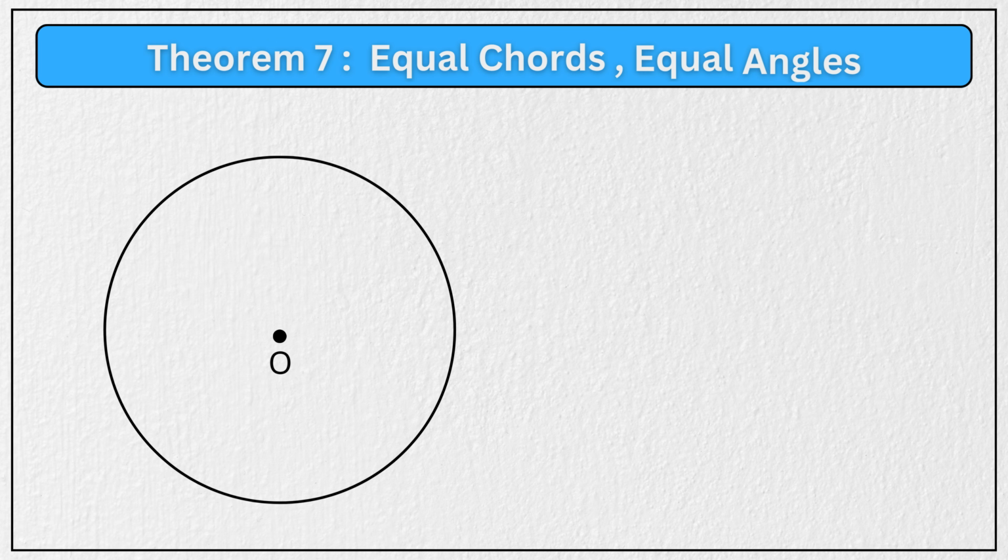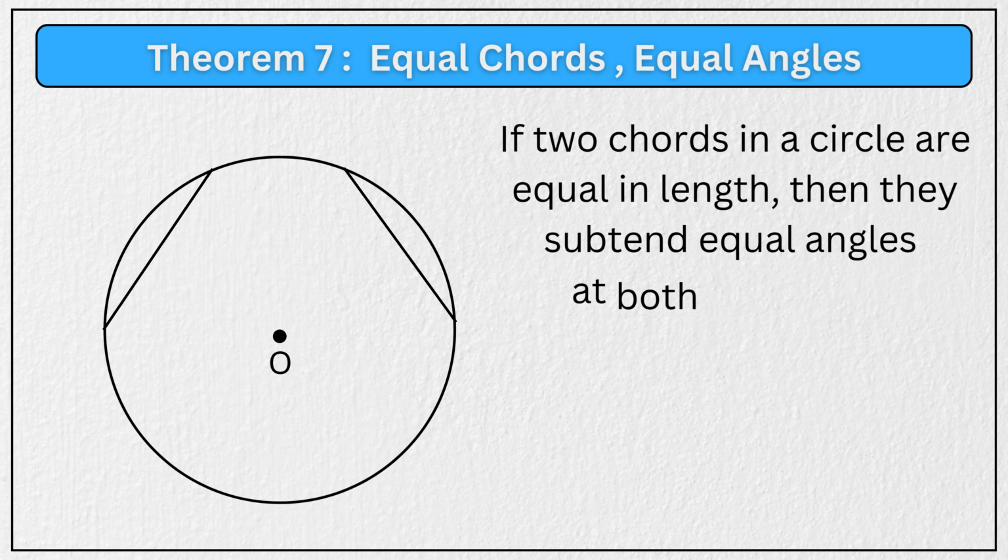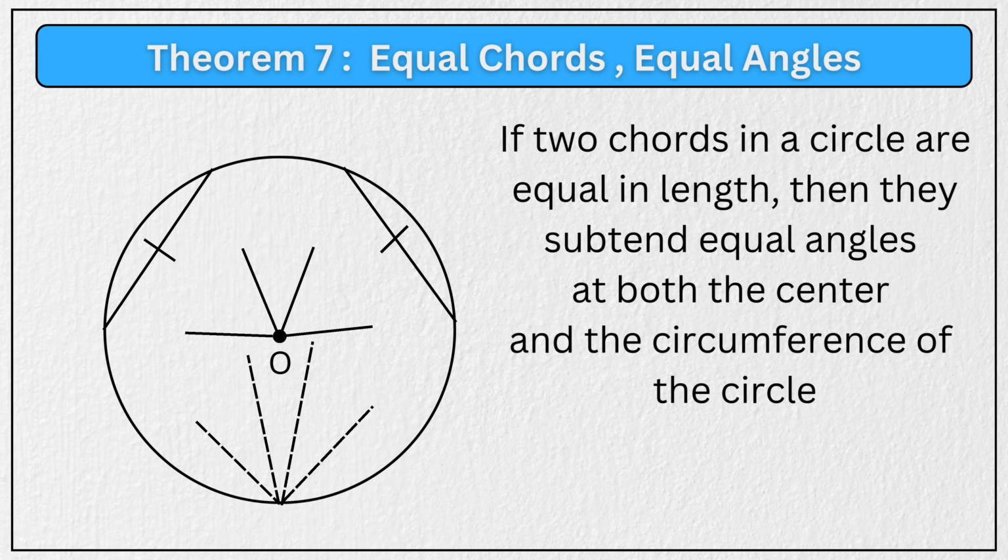7. Equal chords, equal angles theorem. This theorem states that if 2 chords in a circle or in congruent circles are equal in length, then they subtend equal angles at both the center and the circumference of the circle.